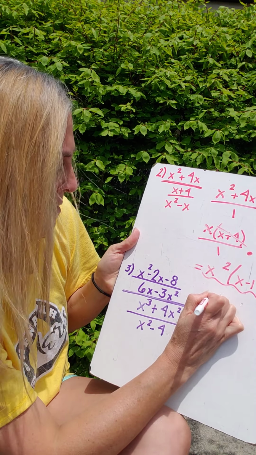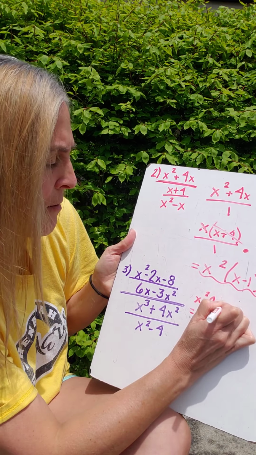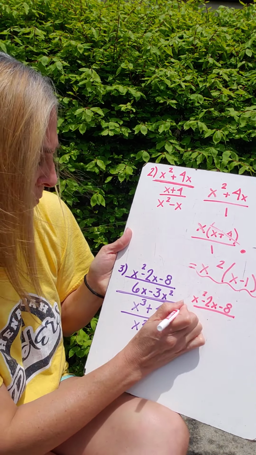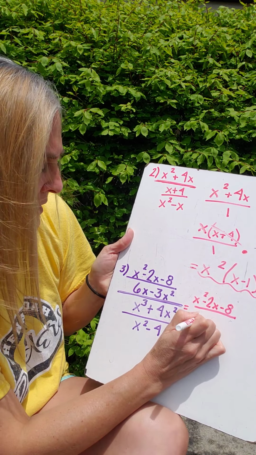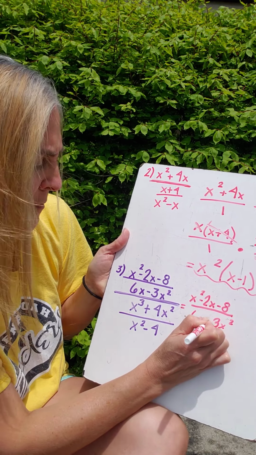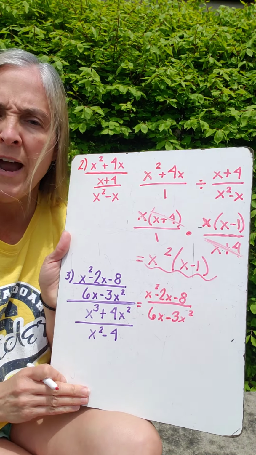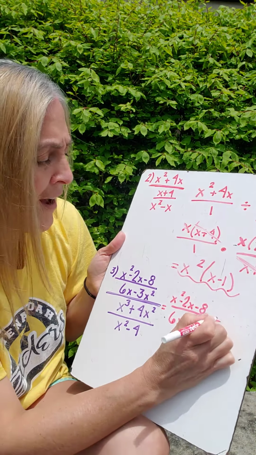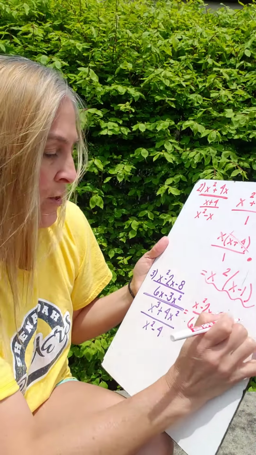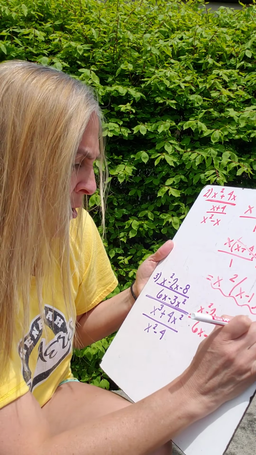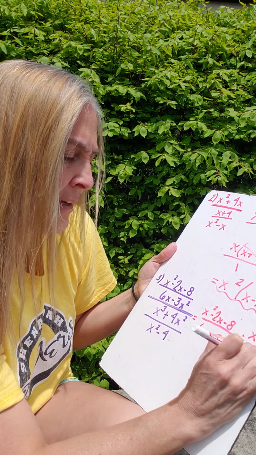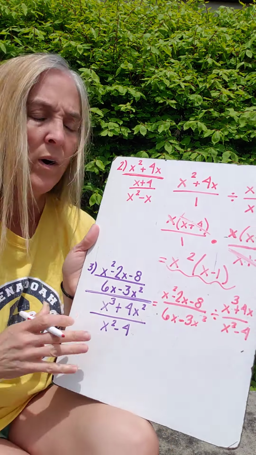x squared minus 2x minus 8 is being divided by 6x minus 3x squared. That's my first fraction. Then I'm going to divide that by this bottom fraction. So x cubed plus 4x squared over x squared minus 4.